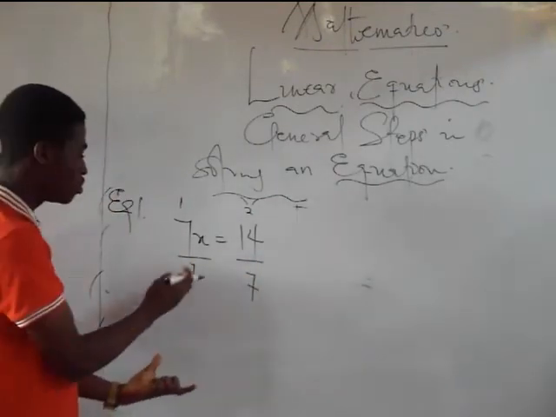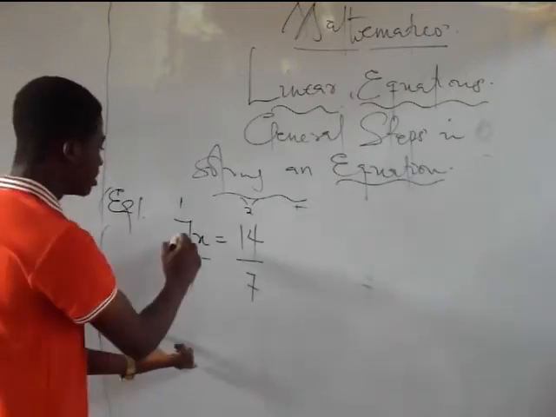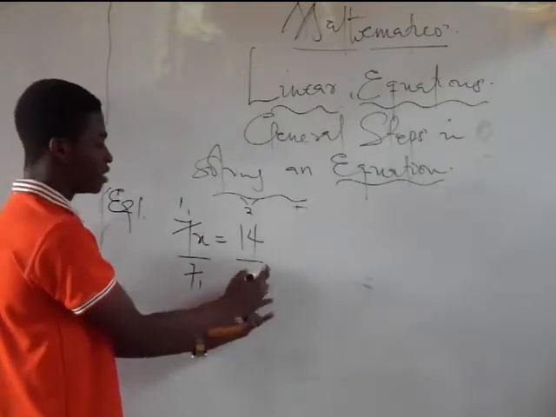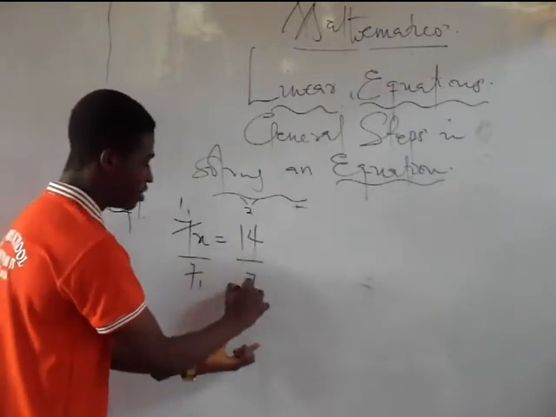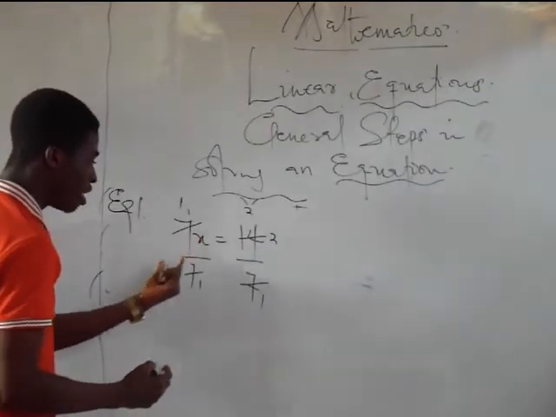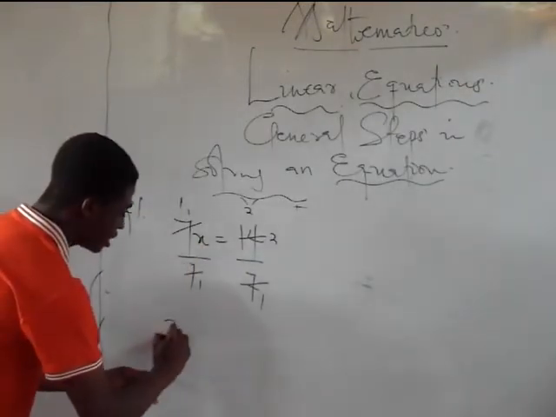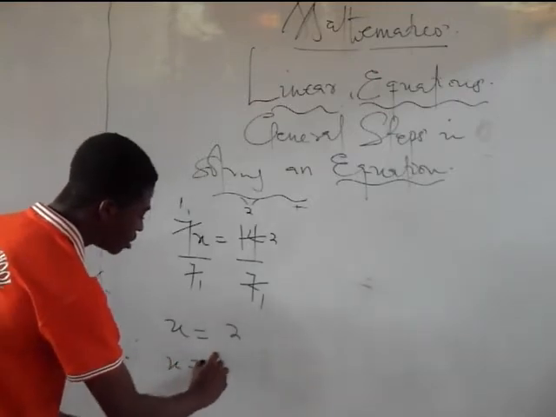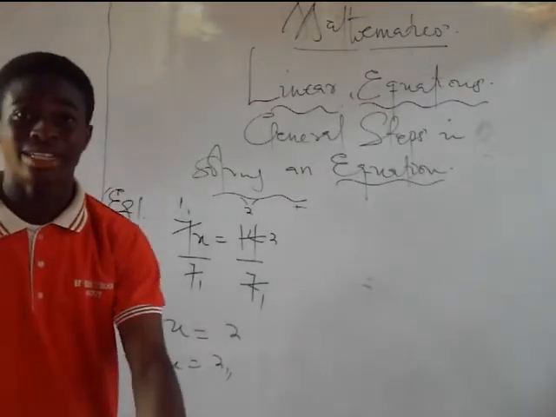After doing this, you all know this sign means division. 7 divides itself 1, 7 divides itself 1. 7 can divide 14. 7 divides itself 1 and divides 14 2 times. After this, what do you have? You are left with only x. So x equals 2. Then you come down. Therefore, x equals 2. You are done.